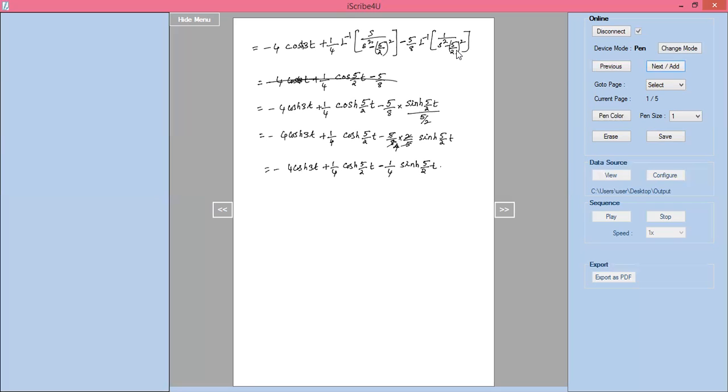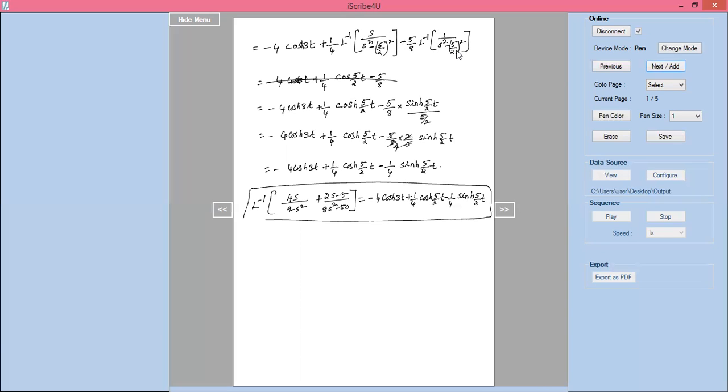What was the question given? L inverse of 4s divided by 9 minus s square plus 2s minus 5 divided by 8s square minus 50 equals minus 4 into cosh 3t plus 1 by 4 into cosh 5 by 2t minus 1 by 4 into sinh 5 by 2t, which is the required solution for the given equation.